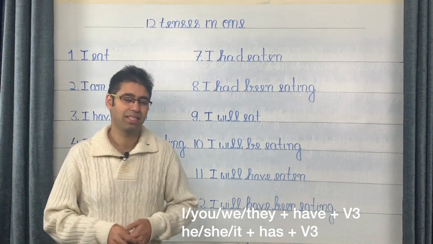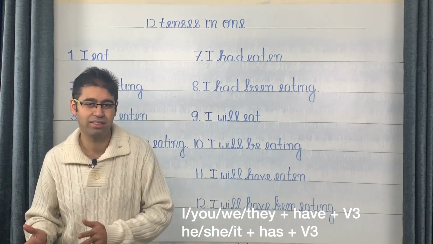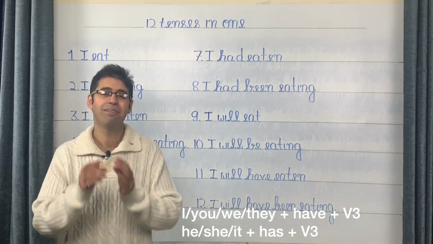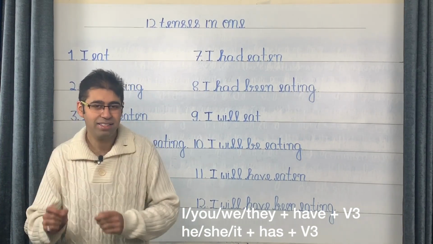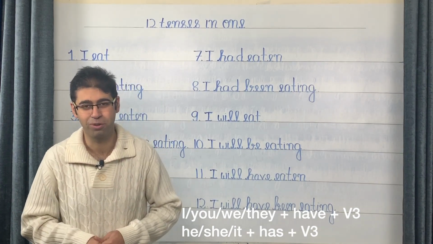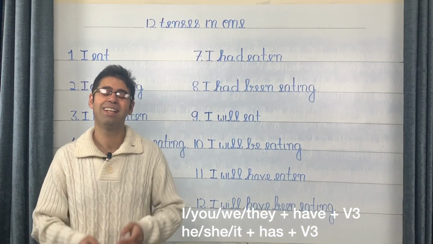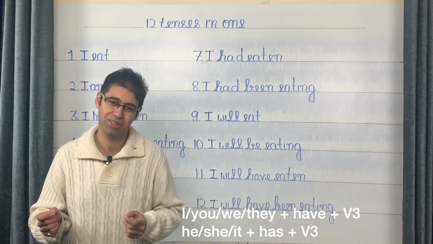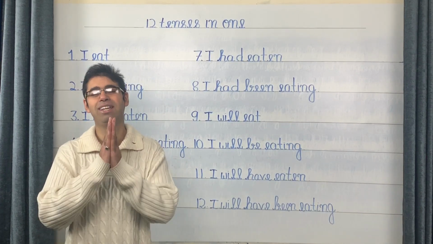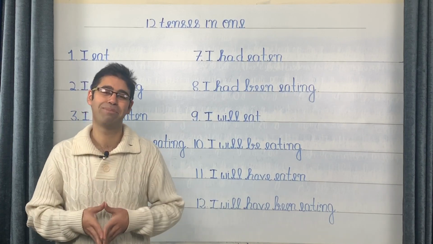However, if your subject is any of he, she, it, this time you're going to follow those up with the auxiliary verb has, and that's once again going to be followed by the verb in the third form or the past participle, as he has eaten. So that's about the form. Let's get quickly to the chief use of the present perfect.